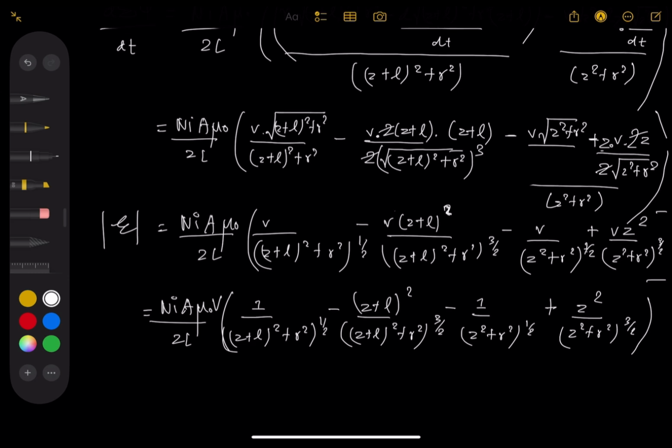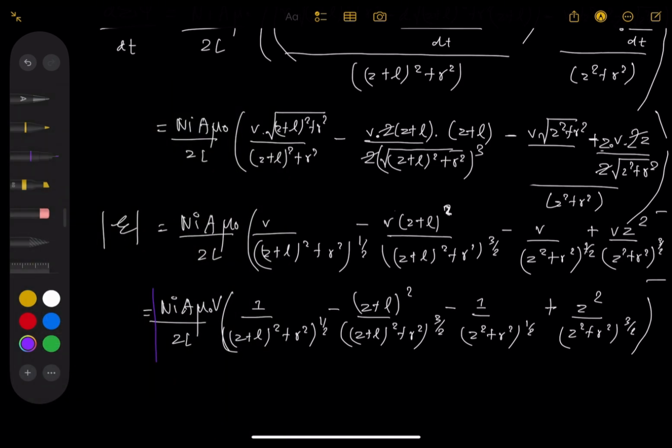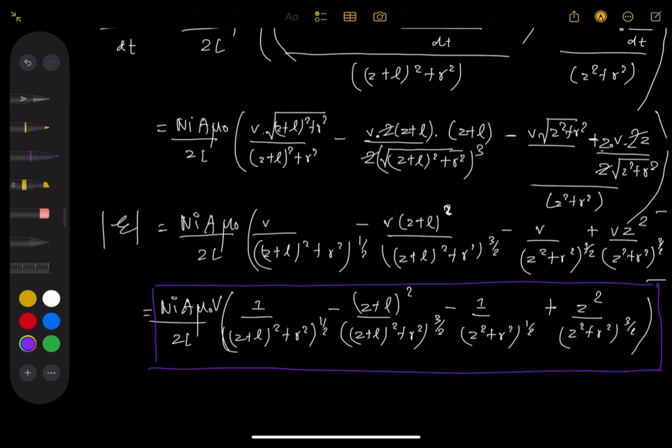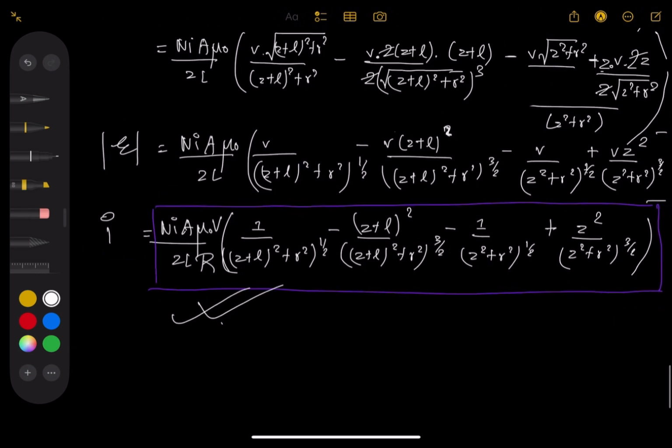So that is the expression for the induced electromotive force on the perfectly circular Amperian loop as a function of z, which is the distance. And if we divide it by the net resistance, we'll basically have the current. So that is the expression for current. We've basically solved the problem.